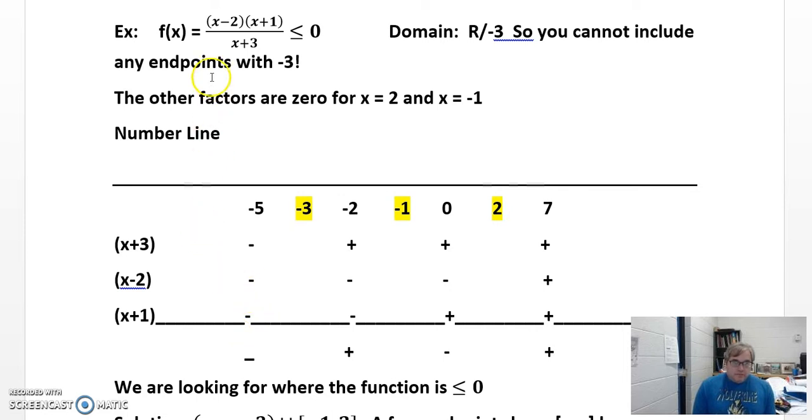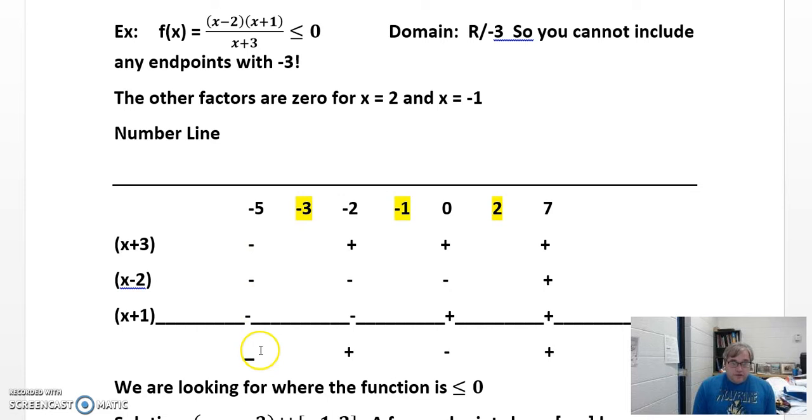And then again, these factors are being multiplied or divided. Well, if you multiply or divide an odd number of negatives, you get a negative. If you multiply and divide an even number of negatives, you'll get a positive. That's what this method hinges on. So again, I'm going to take the numbers in black and mentally plug them into each factor and see if I get a positive or a negative. So pause it for a second, see if these make sense while I continue on.